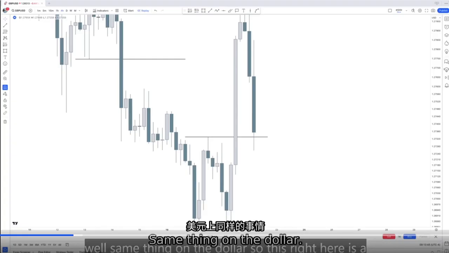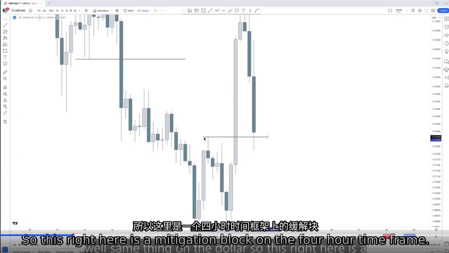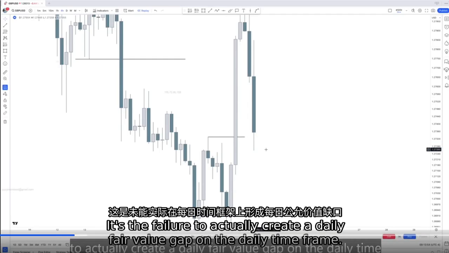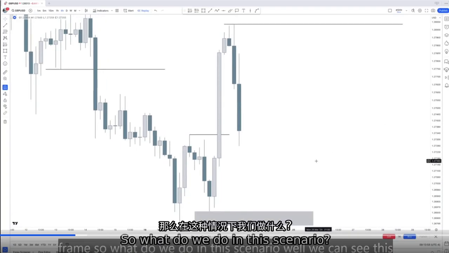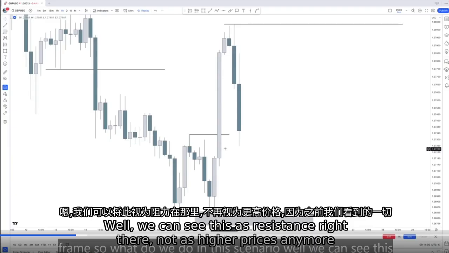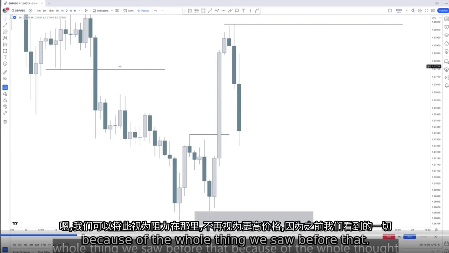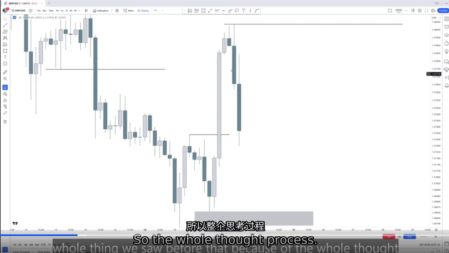Same thing on the dollar. So this right here is a mitigation block on the 4-hour time frame, which is the failure to actually create a daily fair value gap on the daily time frame. So what do we do in this scenario? Well, we can see this as resistance right there, not as higher prices anymore, because of the whole thing we saw before that. So the whole thought process.